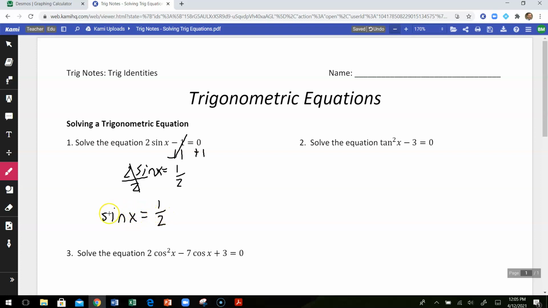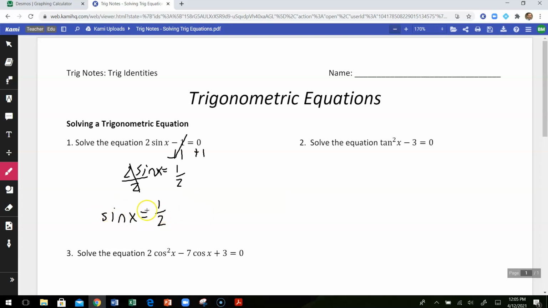Now, this is not quite the same as doing inverse trig. So, in previous videos, if you've watched those on inverse trig, I'm only going to get one value for my answer. However, when I'm solving a trig equation, we're solving for x. So we're saying the sine of some angle can be 1/2. I want to list all the angles that have a sine value of 1/2.